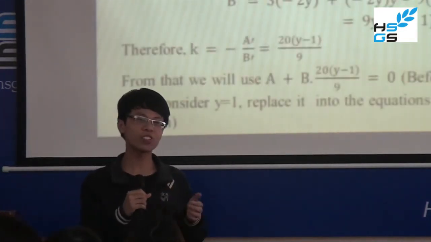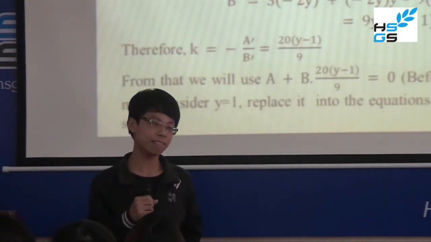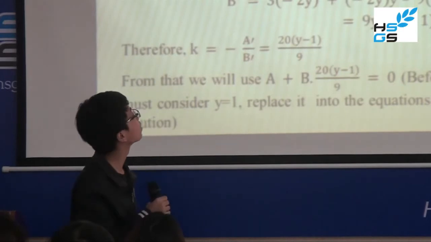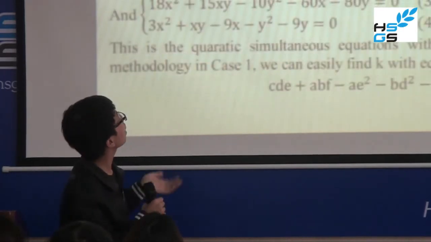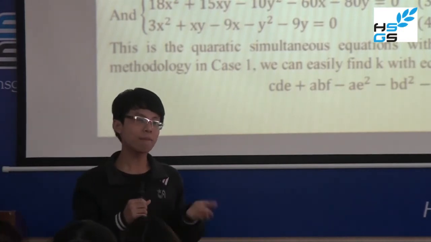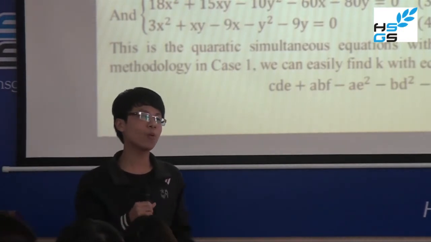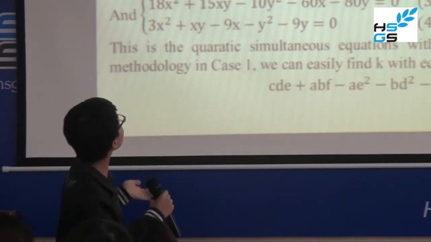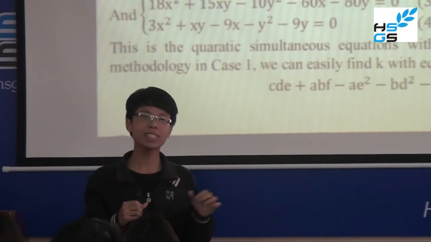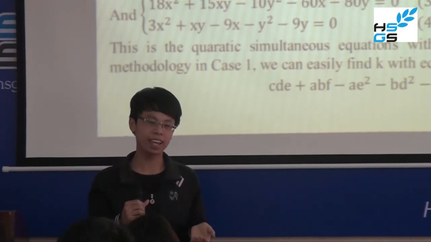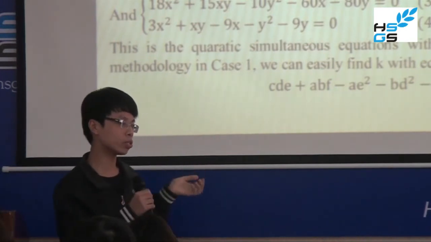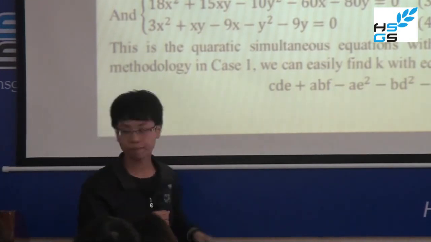Right here, the solution has 3 steps. Step 1, find k. Step 2, determine the relationship between two variables by factorizing the polynomial factor. And step 3, replace and solve 2 new systems. The first one is easily solved by replacing, and the second, we use the methodology as one to solve it.